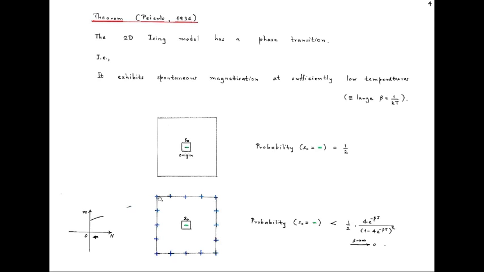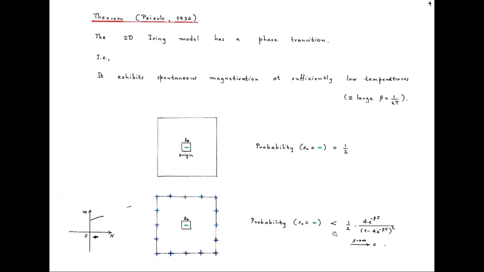But when we impose pluses on the boundary, then this effect would like to trickle in, and if the temperature is low enough, it can reach the origin, and then we would expect the probability of the origin spin to be minus to be less than half, and that's what Peierls proved if the temperature is low enough.